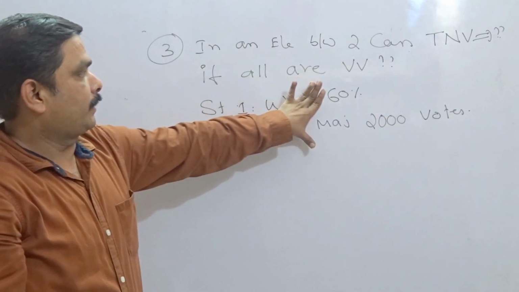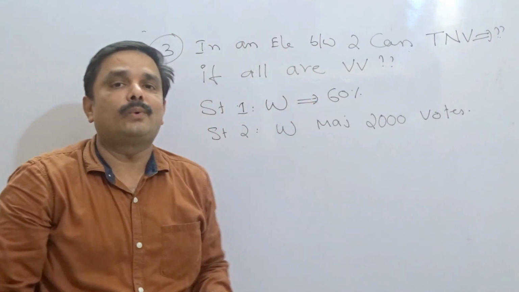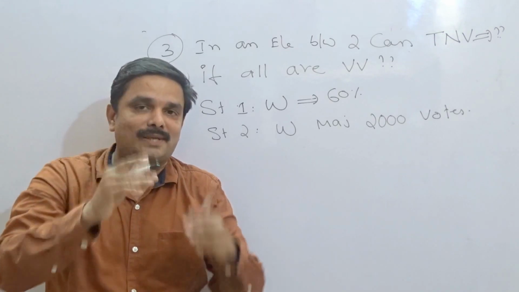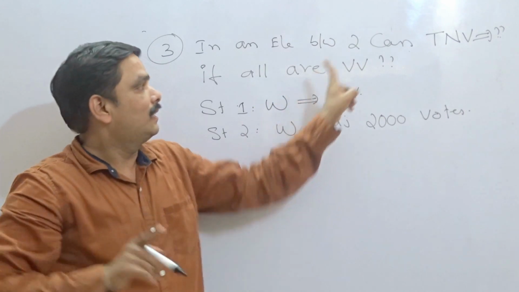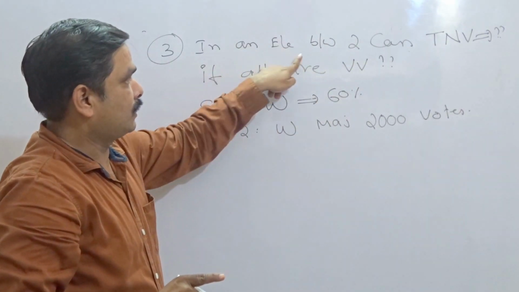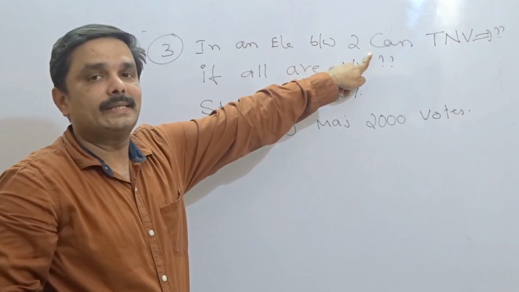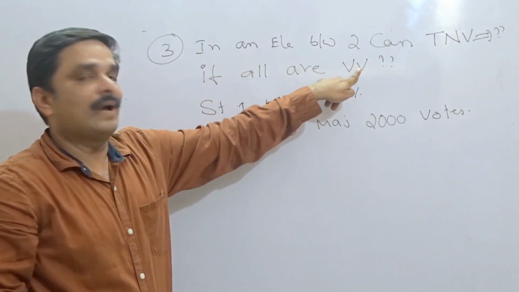Now you need to attempt the question, right? The foremost thing is to try to understand the question, friends. That's very important. I'm teaching you repeatedly in this way, right? The first thing is to try to understand the question. The question is, in an election between two candidates, observe that there are only two candidates. What is the total number of votes polled if all are valid votes?